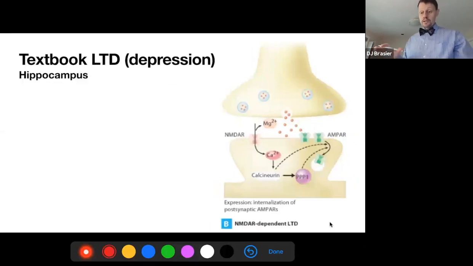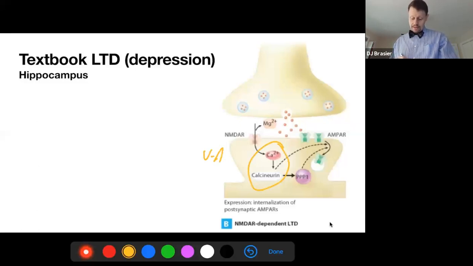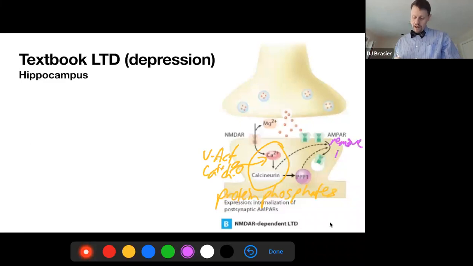One thing that we also are going to talk about tomorrow that you do need to understand is the textbook long-term depression. This involves calcium coming in through NMDA receptors as well, or sometimes through voltage-activated calcium channels in the postsynaptic cell. Then this calcium coming in, instead of activating calmodulin, activates a protein called calcineurin, which is a protein phosphatase. Actually, it turns on something called protein phosphatase 1. This protein phosphatase will remove phosphate groups from our AMPA receptors, and now the receptors come back into the cell, are no longer on the surface, and so our synapse gets weaker.